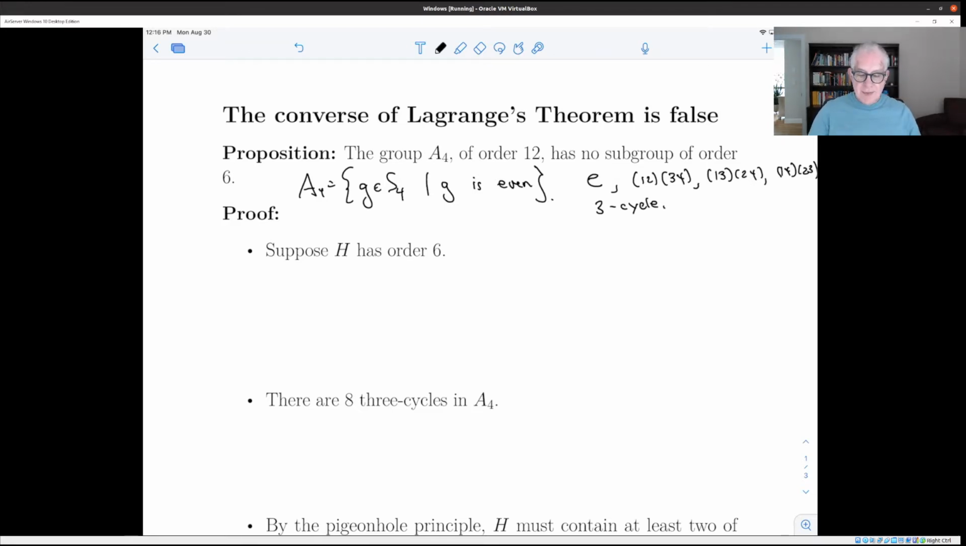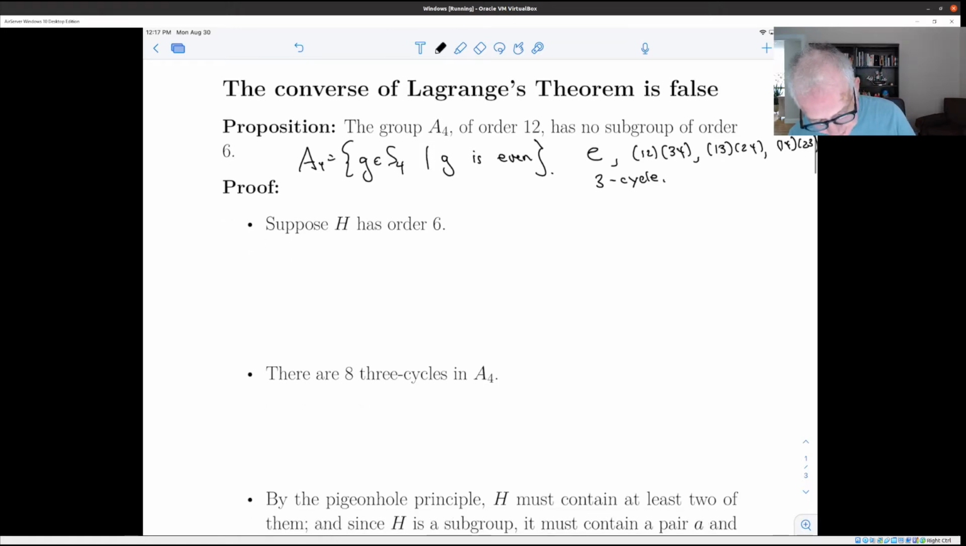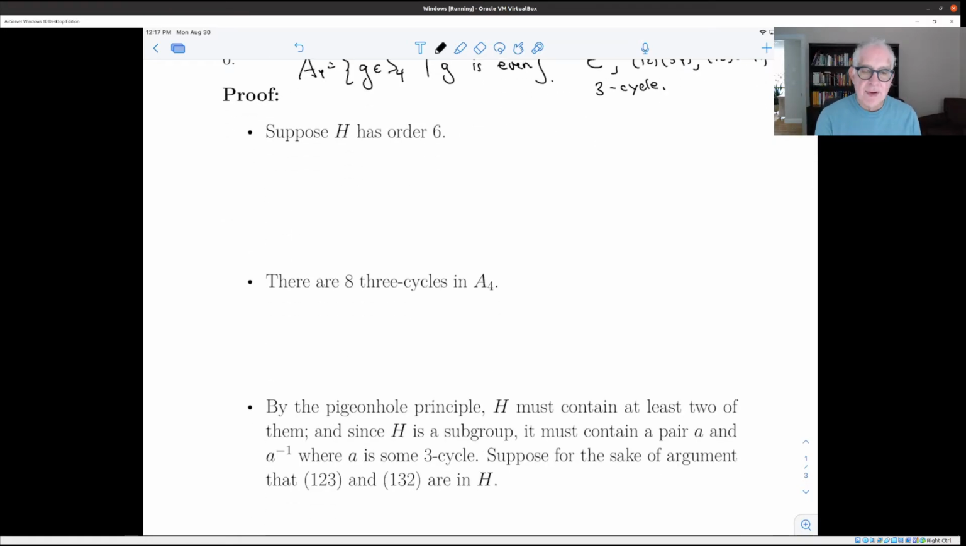Okay, so now we're going to prove that A4 has no subgroup of order 6. We're going to do this by contradiction. So suppose that it does have a subgroup H of order 6, and let's try to figure out what the elements are in H. The first thing I want to point out is that there are a total of 8 3-cycles in the group A4. And why is that true?